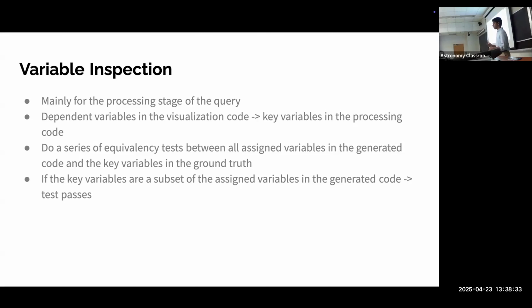We store them, we pickle them, and then when we're evaluating the generated code, we do an equivalency test between all the assigned variables in the generated code and the key variables in the ground truth code. And if the generated code encompasses all those key variables within its assigned variables, then we'd say that test passes. That the processing code the model generates does cover all the necessary data or does all the necessary computations to then pass on to the visualization code side.